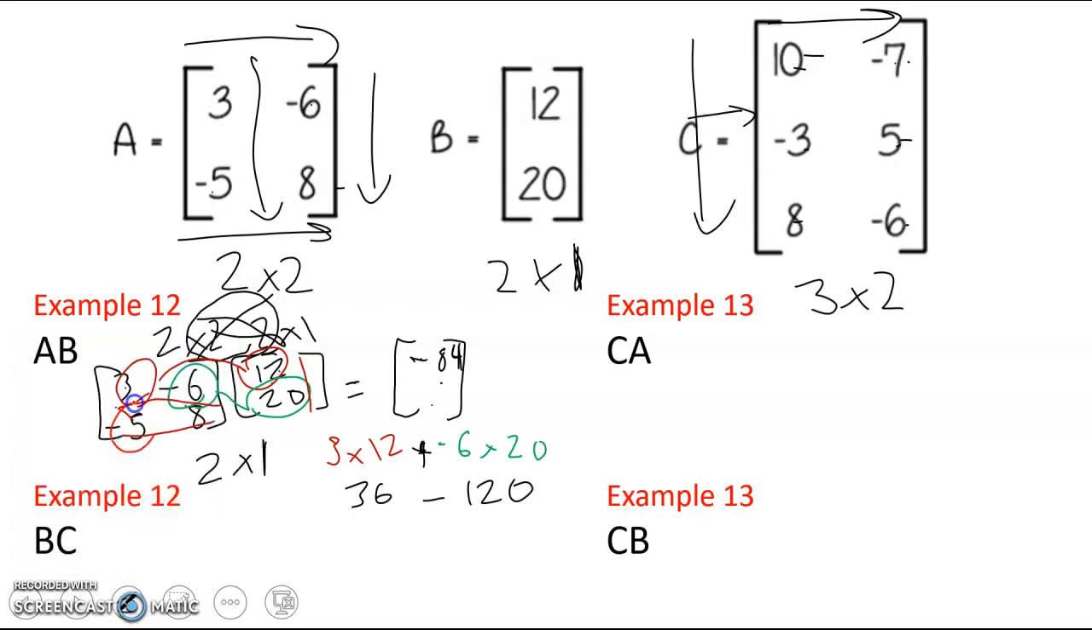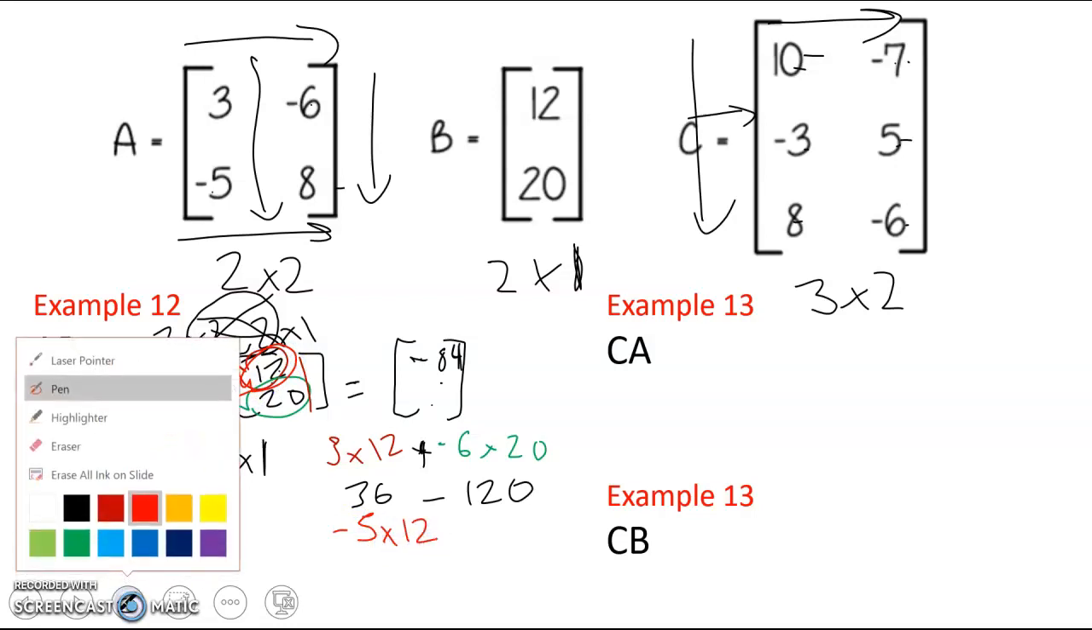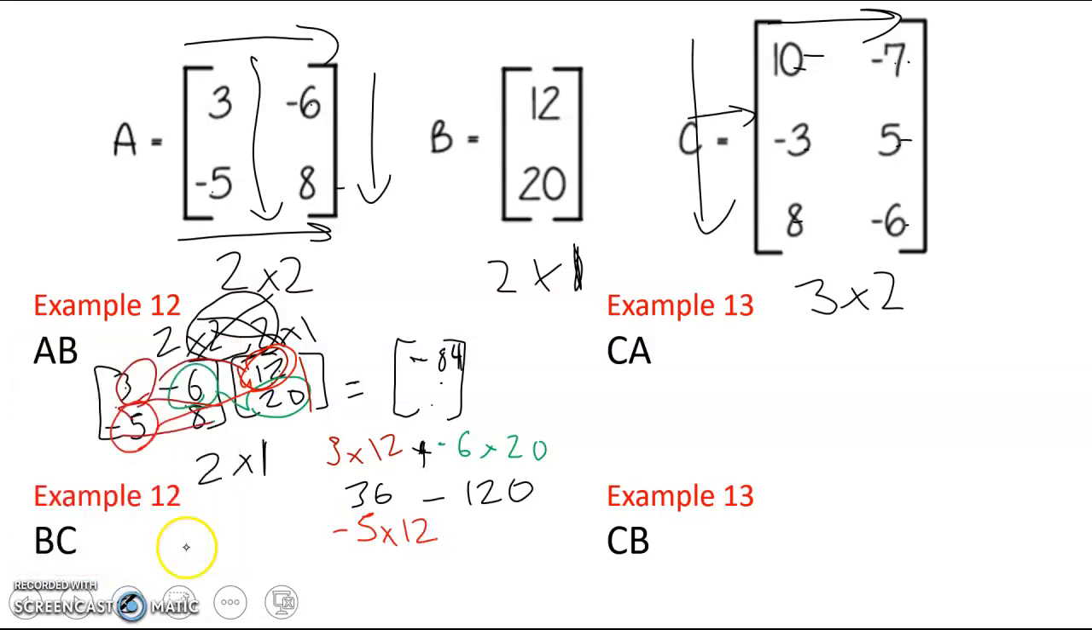So you start off, in the same kind of process, with the -5 and the 12. So I'm going to do -5 times 12, and then the 8 times the 20. And again, -5 times, that gets you, oh, excuse me.